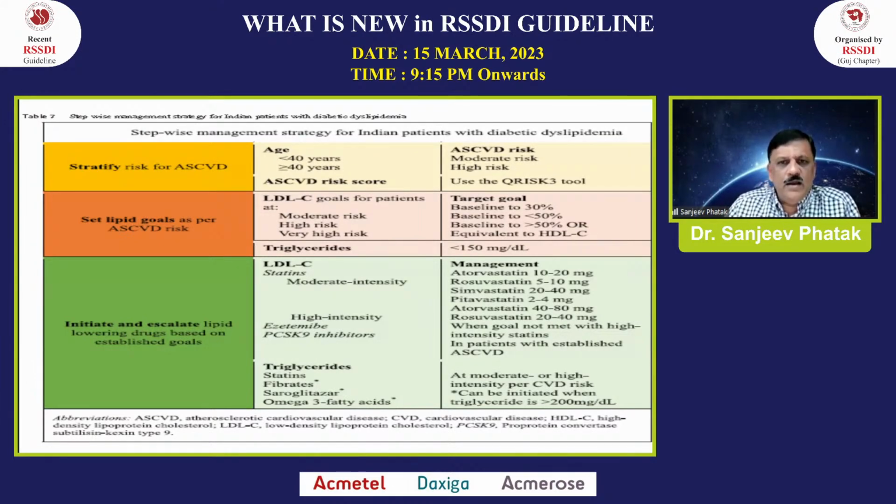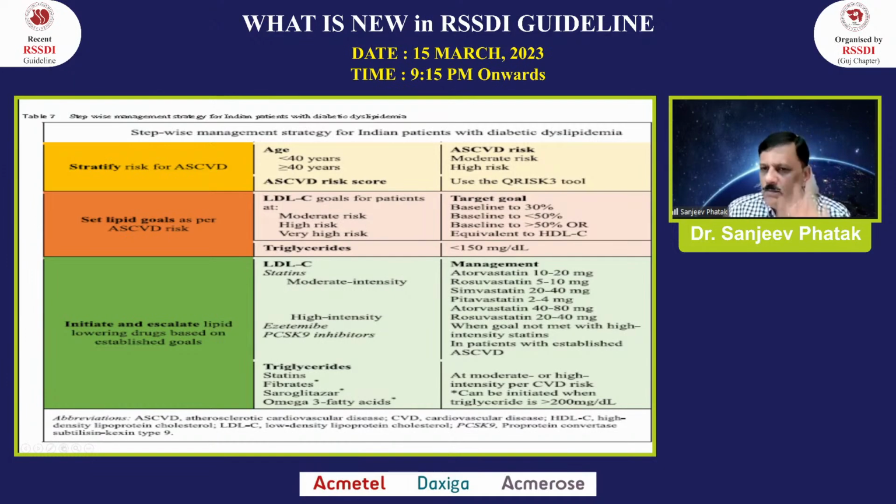For LDL, the statins are the most efficacious and time-tested agents. And if you require a moderate intensity statin, you have different options. Atorvastatin 10 to 20, Rosuvastatin 5 to 10, Simvastatin 20 to 40, Pitavastatin 2 to 4. I'll not go into discussion about the others. The high intensity statin, we have only two options, Rosuvastatin 20 to 40 or Atorvastatin 40 to 80.